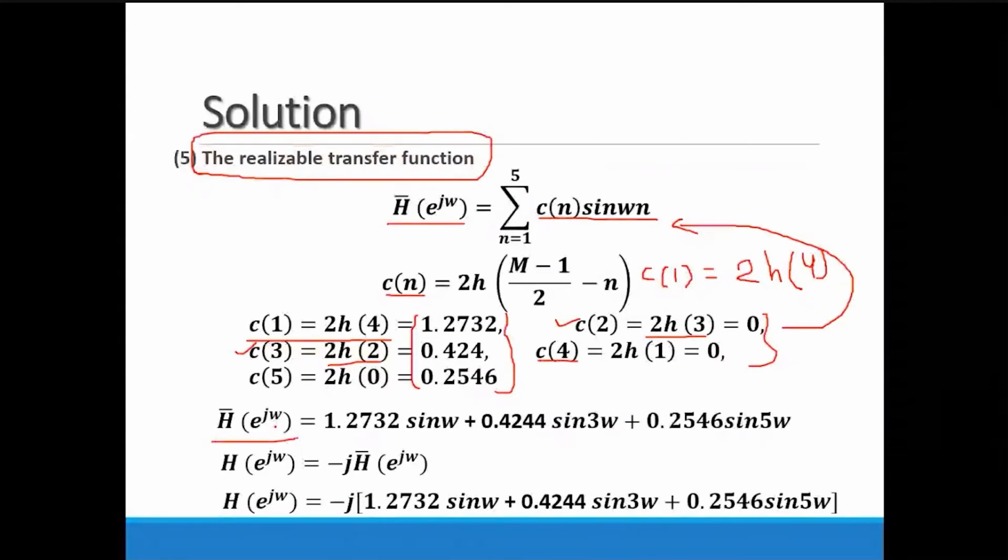Now we have to calculate this h of e raised to j omega. So I am multiplying this whole equation with minus j. Minus j times h dash of e raised to j omega will provide you the value of h of e raised to j omega. So all these values are multiplied with minus j: minus j times 1.2732 sine omega plus 0.4244 sine 3 omega plus 0.2546 sine 5 omega. When you apply these values, you get this function. Now for the plotting, as the plot is also asked, if a plot is not asked, this will be your final answer. For the plotting purpose, you have to take different values of omega and plot.